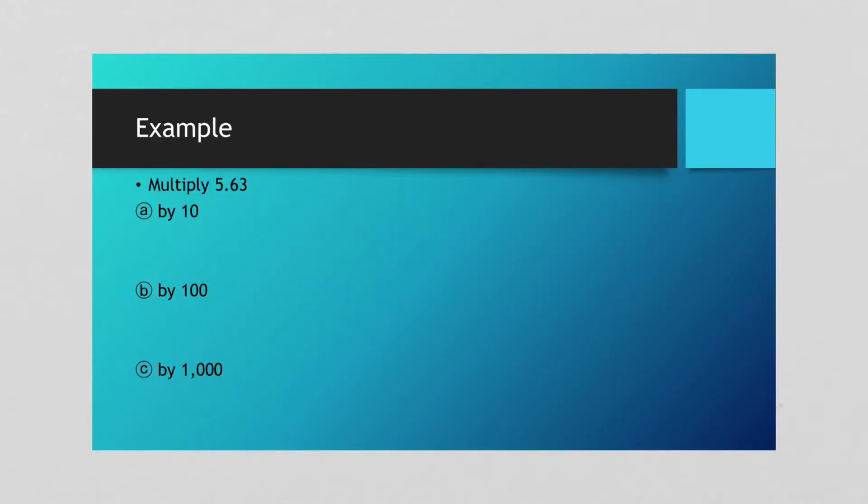Okay, so to multiply by a power of 10, it means to move your decimal to the right the number of zeros that you have. So on part A, if I multiply 5.63 times 10, I move the decimal because there's 1 zero, I move it to the right one place. So this turns into 56.3. Now if I multiply 5.63 by 100, there's 2 zeros, so I scoot it to the right 2 places. So my answer would be 563.